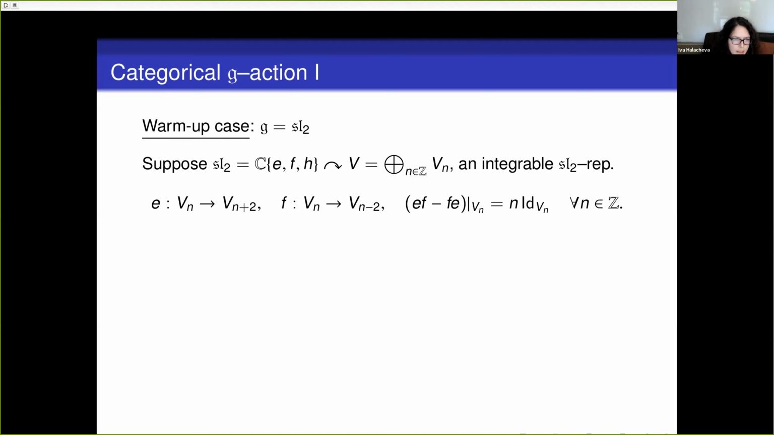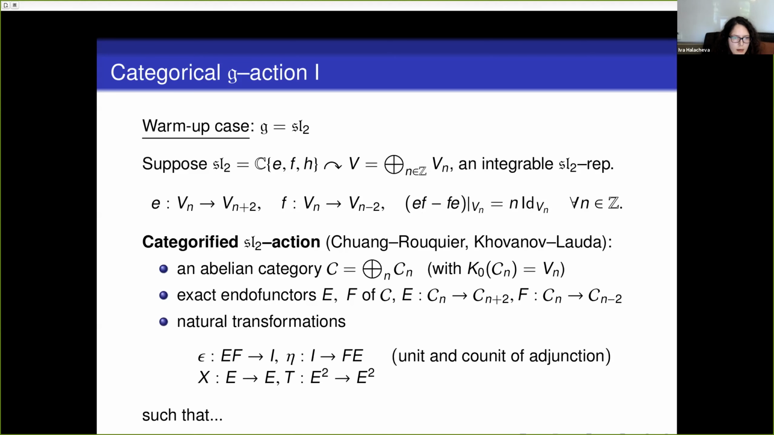I won't be completely precise here, just for the sake of clarity, but what is a categorical version of this? Well, we replace the vector space with, some people use an additive category. In this case, I'll use an abelian category because I want to think about derived categories of that a little bit later on.